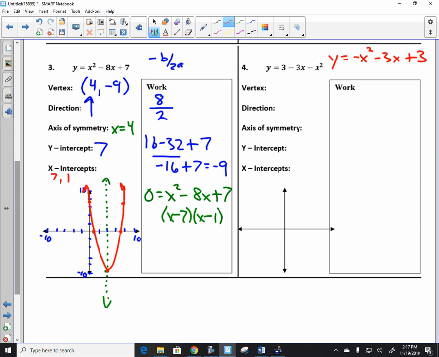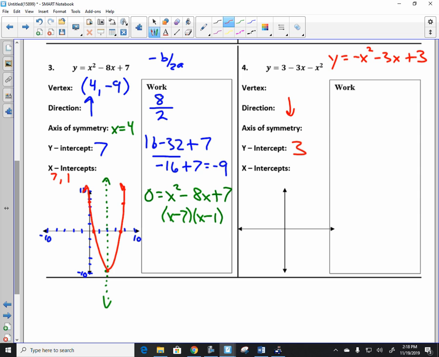The next one, if it's not written in a form that you like, just rewrite it. Zelly, what do you want to tell me about this parabola first? It goes down. What's the next piece of information you know? I heard 3.